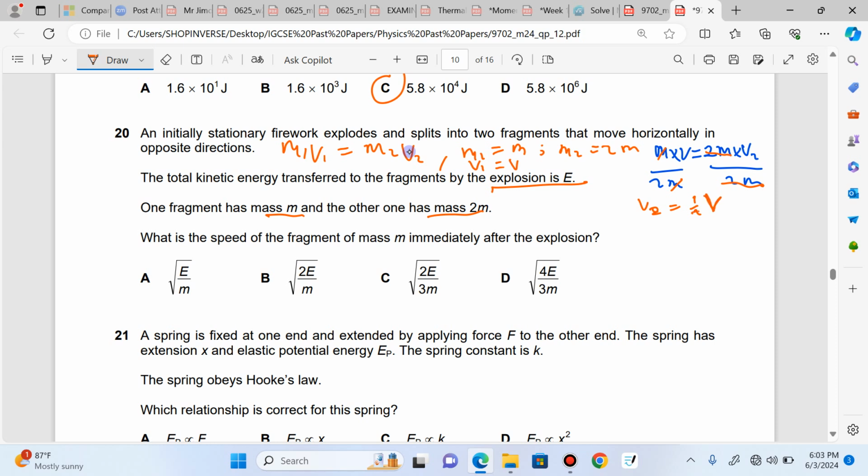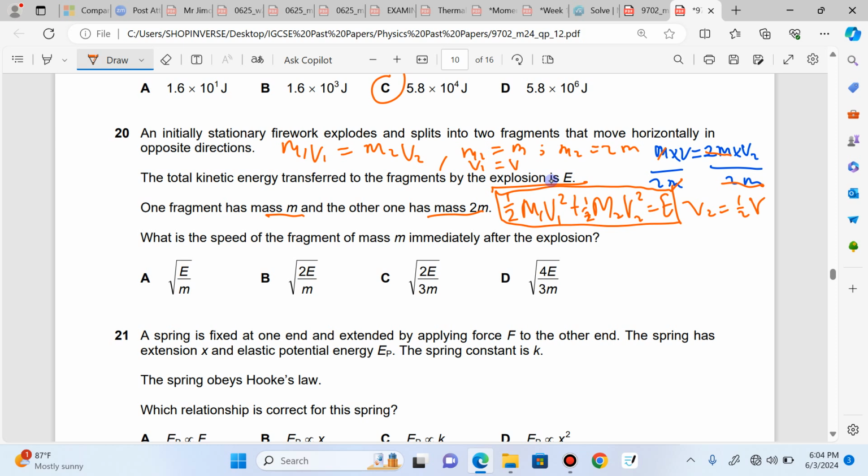That simply means that if V1 is V, then V2 will have half the velocity. Now, the total kinetic energy released during the collision, during the explosion, is E. V2 equals half V. Take note that for kinetic energy, half m1 v1 squared plus half m2 v2 squared must give you E, which is the total kinetic energy.